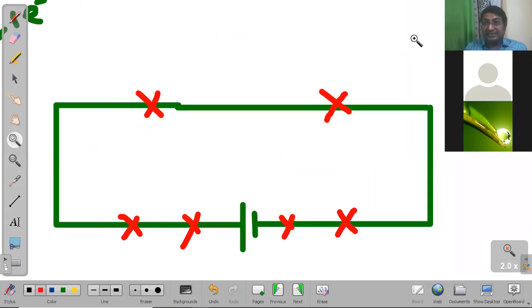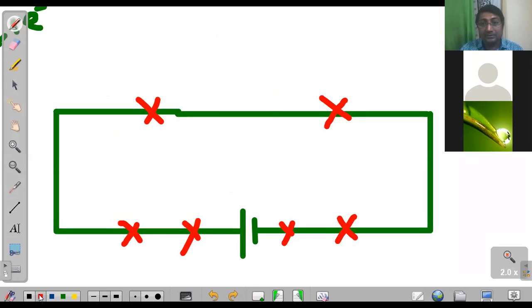I'm going to explain the reason, and hopefully whoever knew the answer, it's a good chance for you to revise the reason behind this. Okay, now let's look at the reason. This is battery positive, right? I'll use black.